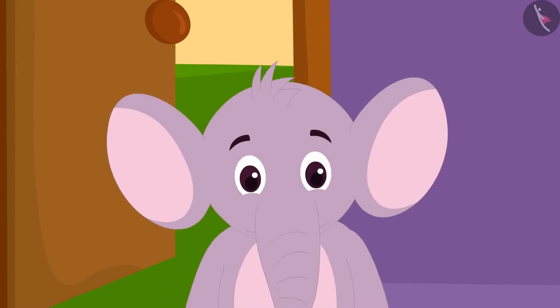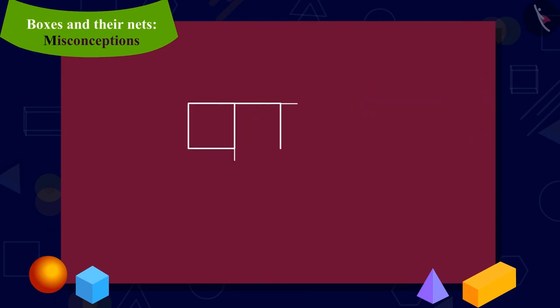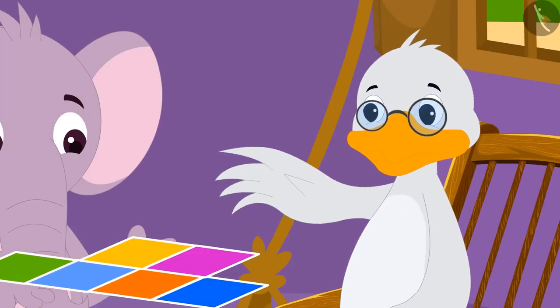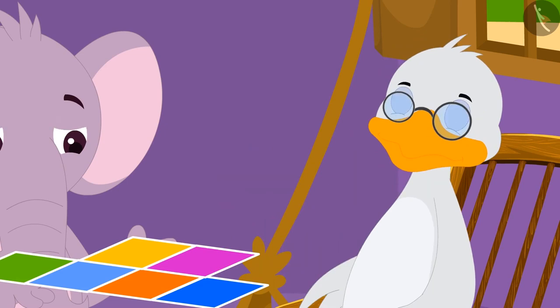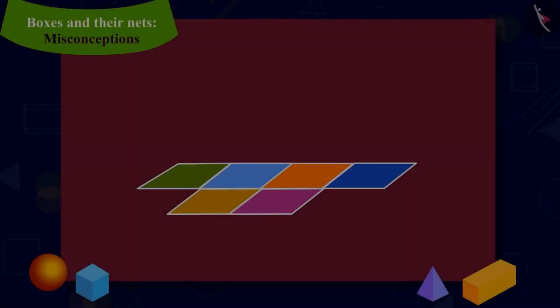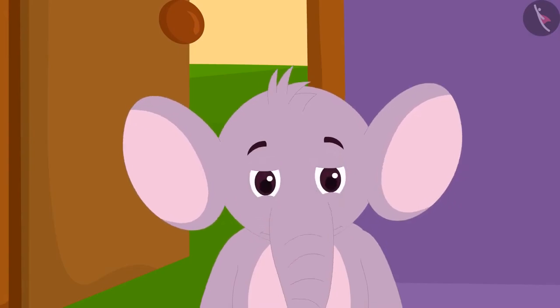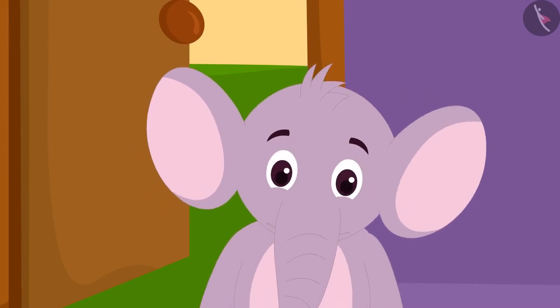Appu was shocked. He asked the Babel uncle, is the same possible for the shape of a cube as well? Then Babel uncle made a shape like this on a thick paper and gave it to Appu. He asked Appu to fold this net. Now, let's see how Appu is folding it. Appu was once again shocked.